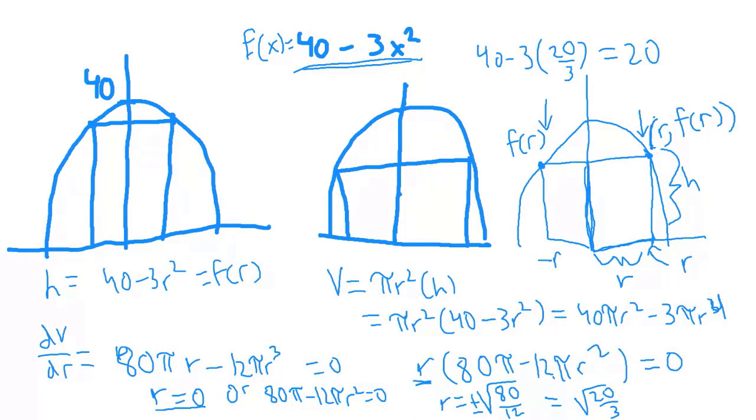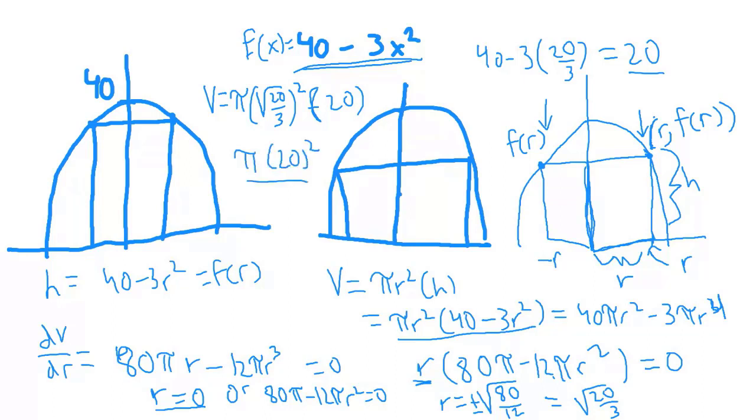And then just calculate the volume by plugging this r into this equation right here, pi r squared times 40 minus root 3 r squared. Or since we already found the height, essentially it'll be v equals pi times root 20 over 3 squared, times 20. And that'll give you your maximum volume, which should be pi, I think, 20 squared over 3.